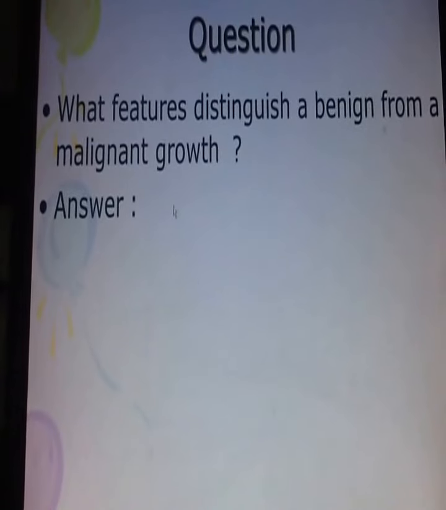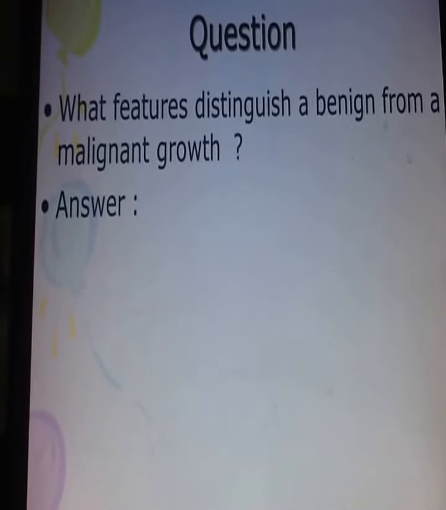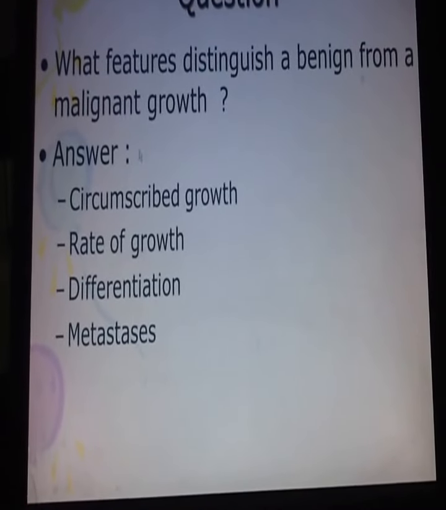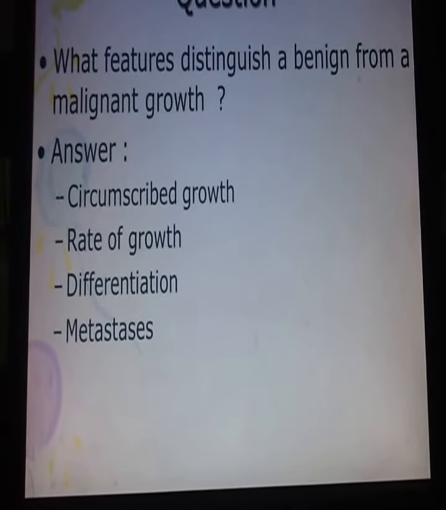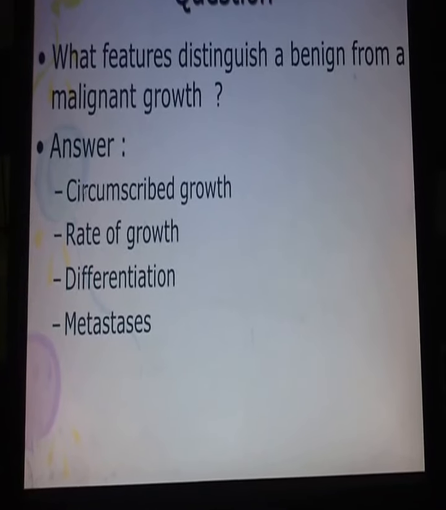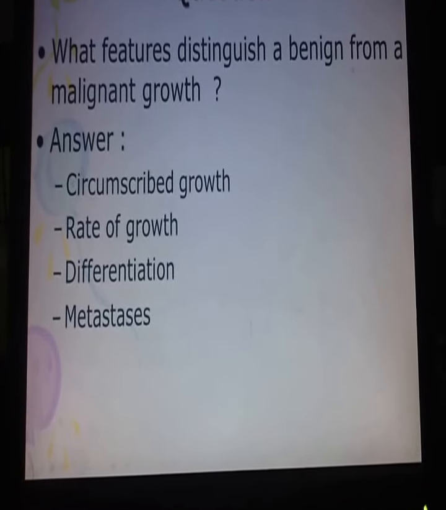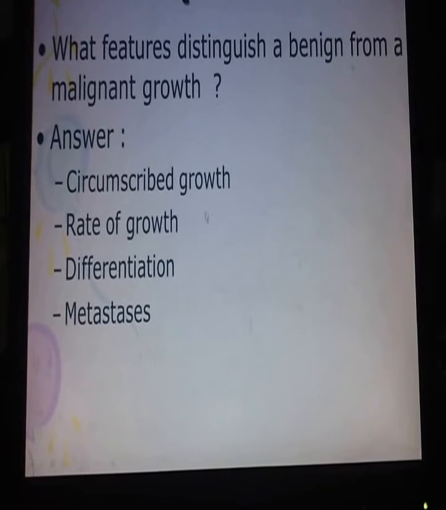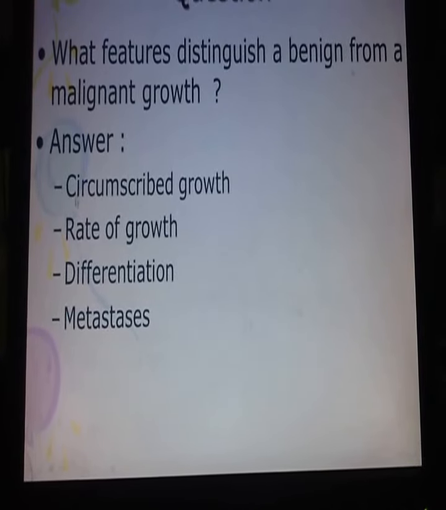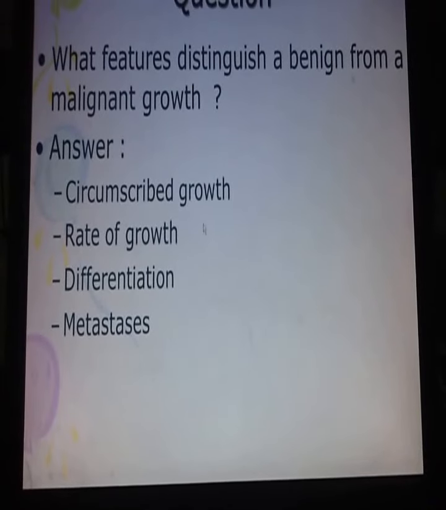So we have features differentiating or distinguishing between a benign and a malignant lesion. We have 4 points. First of all, circumscribed growth goes with a benign lesion. So if we have a benign lesion, it usually has a circumscribed growth. If it's malignant, it usually has what we call infiltrative growth. It infiltrates into the surrounding tissue.